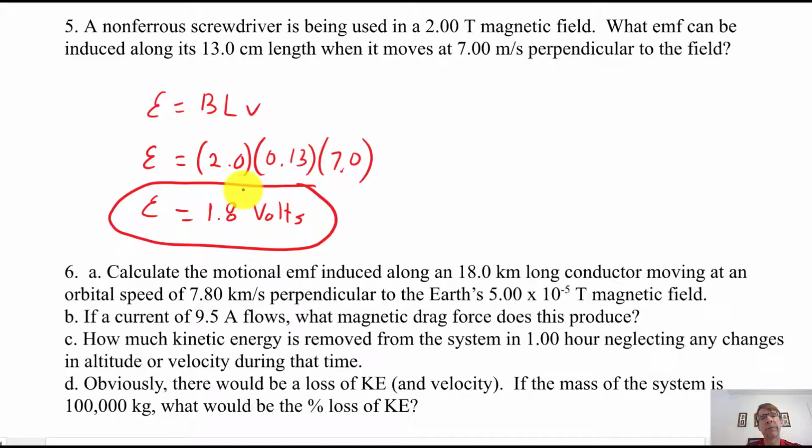Once again, it's a pretty strong magnetic field. 1.8 volts is not a whole lot, but you could generate some current if you picked up a circuit, but you wouldn't be hooking that up to a circuit. It's a screwdriver.